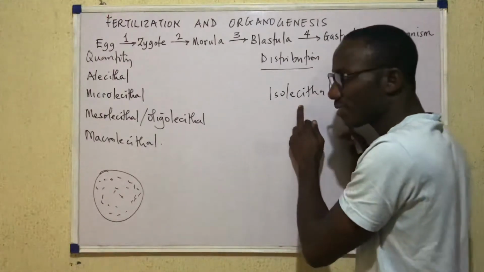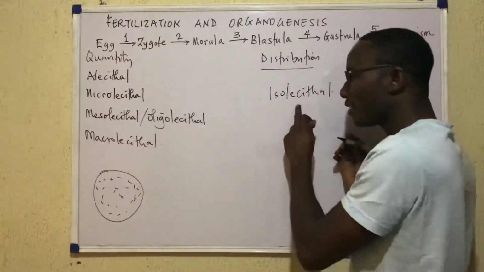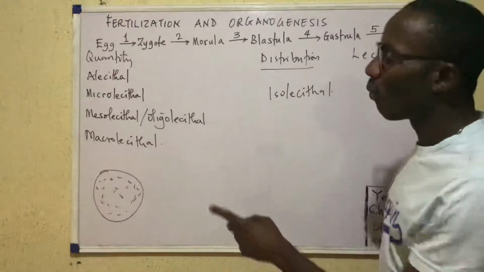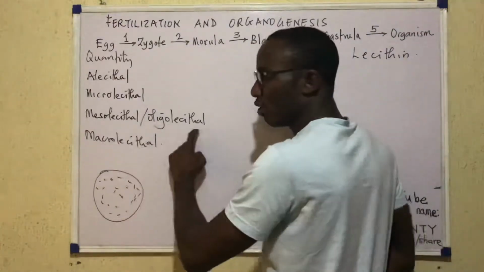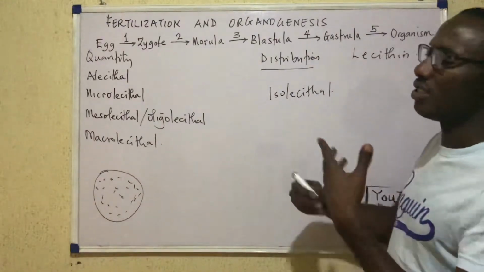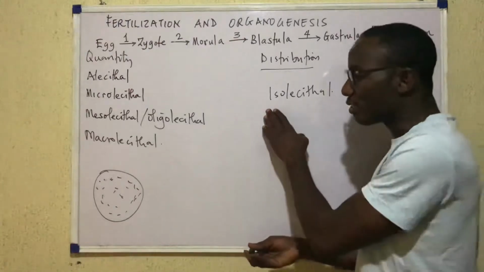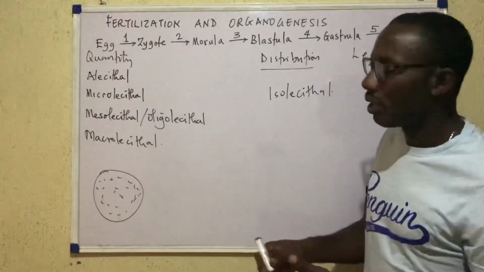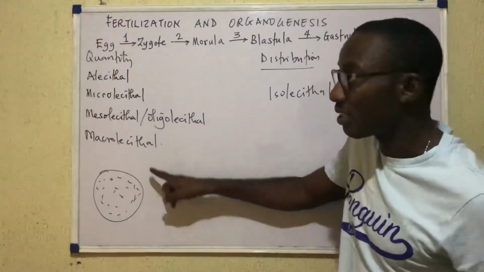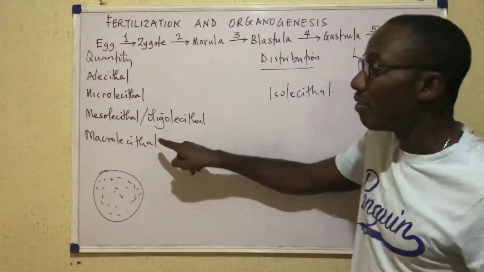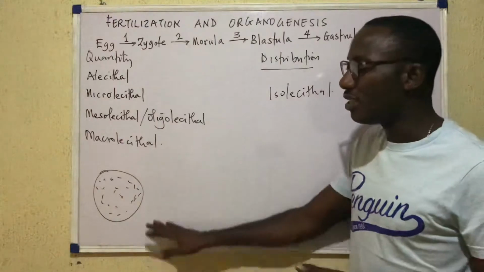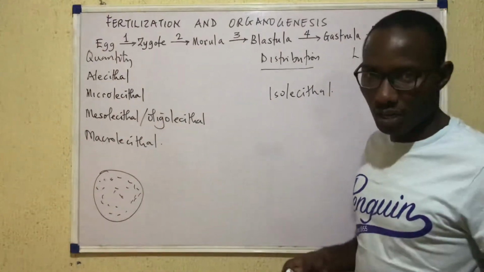So isolecital and microlecital, or isolecital and oligolecital, are not the same. They are not alternative terms. One of them describes the quantity of yolk, micro, oligo, whereas the other one describes the distribution of the yolk, isolecital. Iso, equal. So isolecital means that the yolk is spread all around. And I said that only happens if the yolk is not much. But if the yolk is much, which is macrolecital now, then the yolk will not be spread evenly all around.